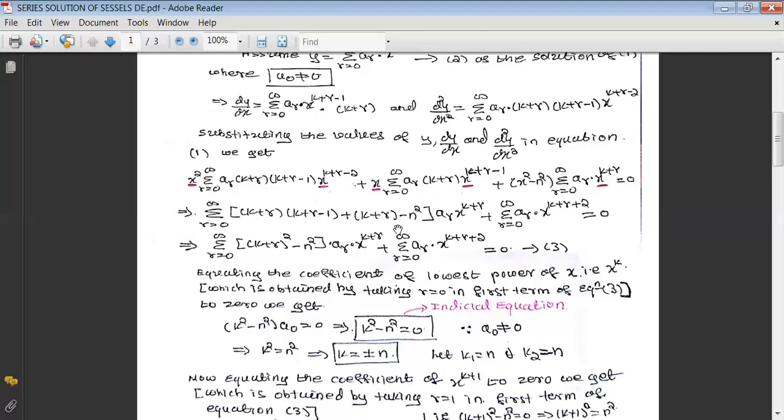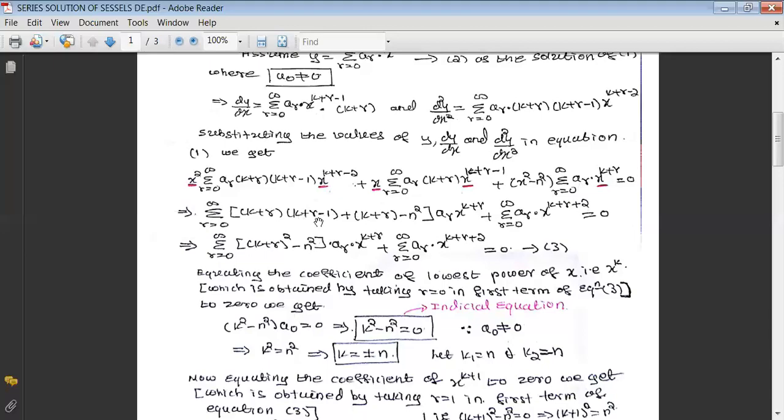From the fourth term we left, that is minus n square. And at this term, after multiplying x square with x raised to k plus r, we get summation ar into x raised to k plus r plus 2, and the RHS remains the same. And if you consider the first two terms in this square bracket, in these two terms, I can take k plus r as my common term.